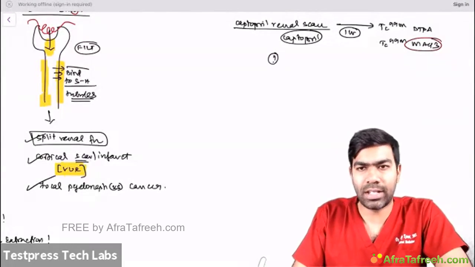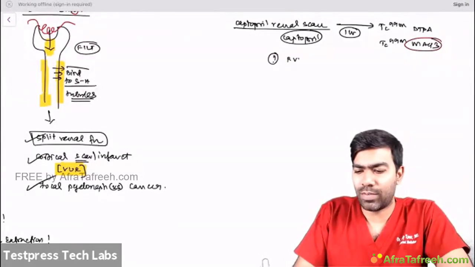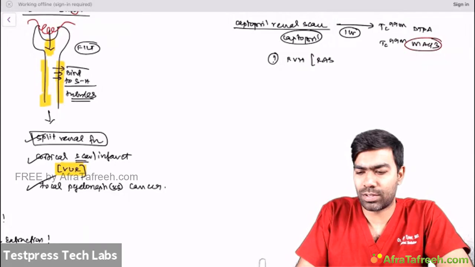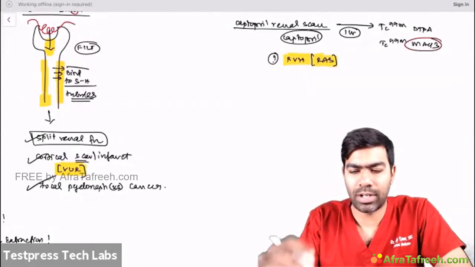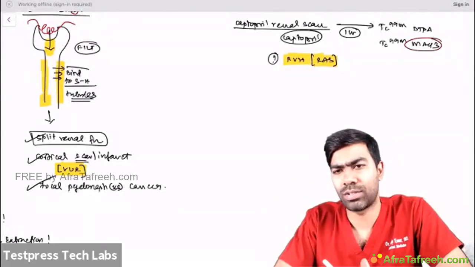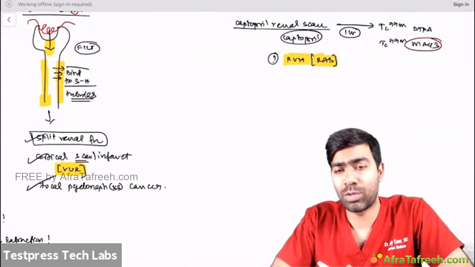Yes, typically in the setting of renovascular hypertension, especially renal artery stenosis. That's what we call renovascular hypertension. So in this particular entity only, you are going to use a captopril renal scan. How is it helpful in renal artery stenosis? And why do you want to use captopril?